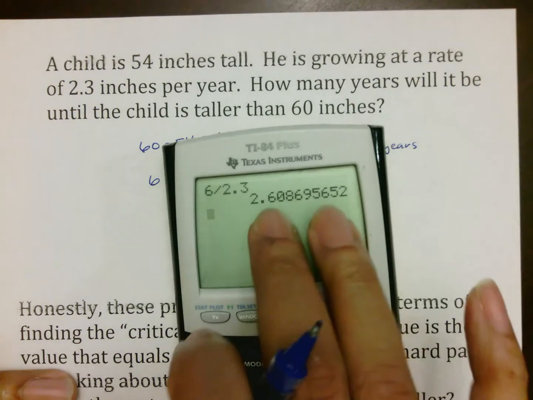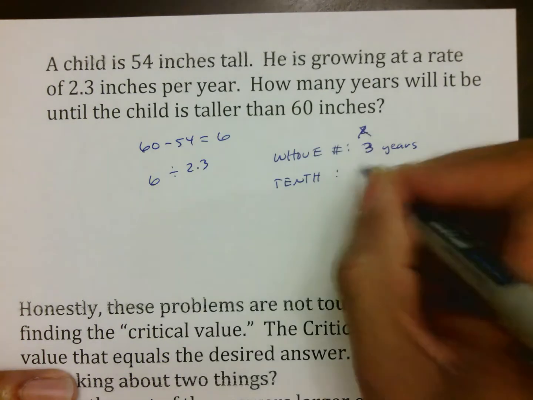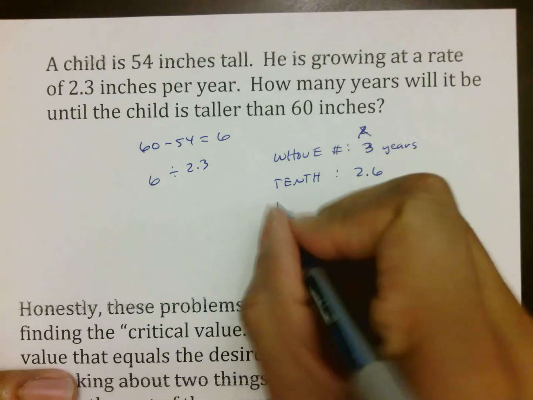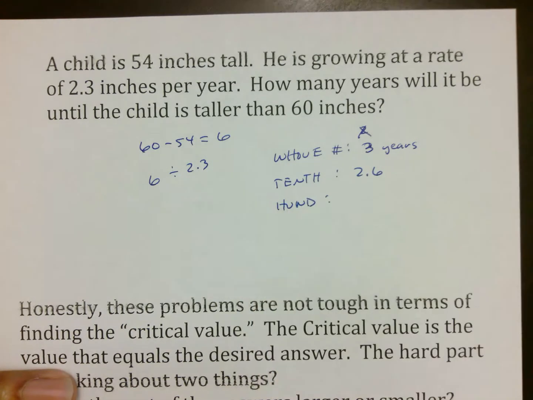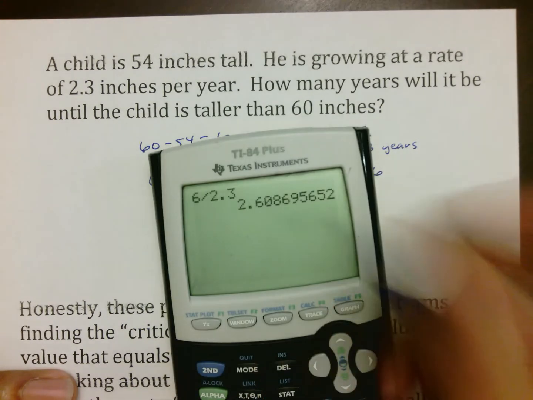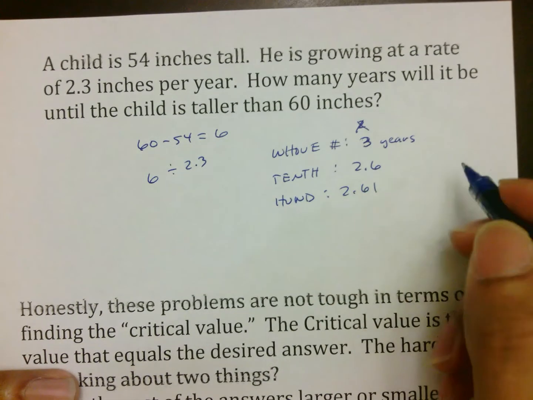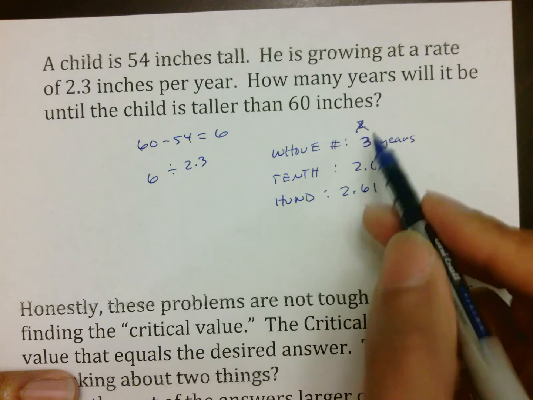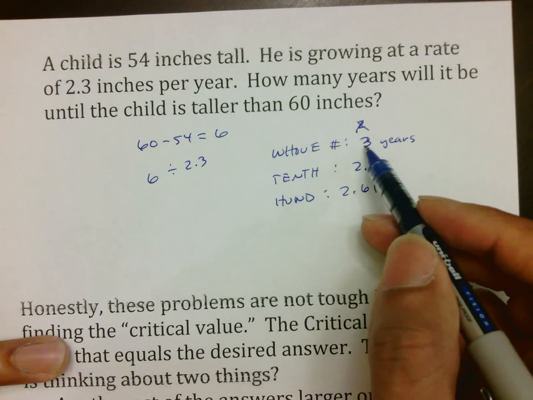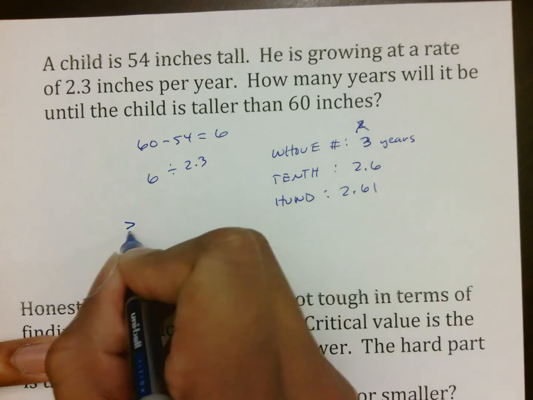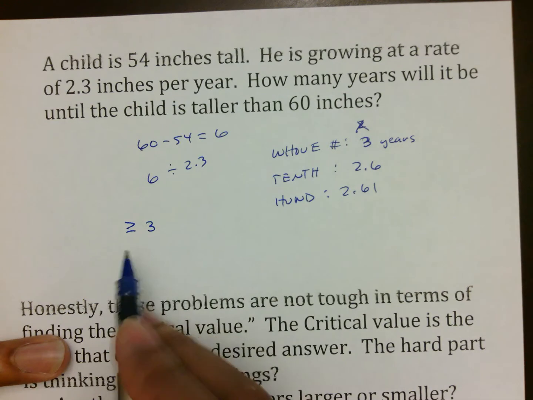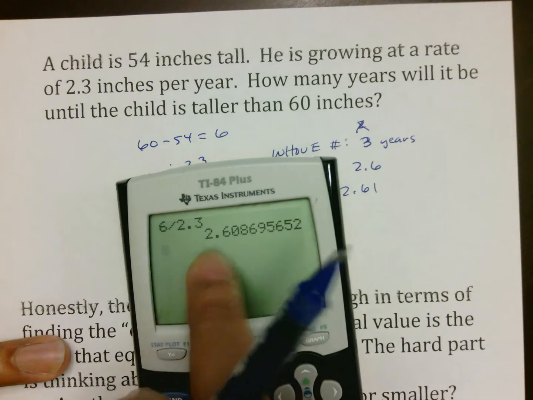If you're talking about the 10th, then you would want to use 2.6. If you're talking about the 100th, you would use 2.61. That's, again, where you want to make sure you read the problem and know what's going on. But in terms of your descriptor, if you push it up to 3 years, then you would say greater than or equal to 3 years, because 3 is inclusive in that answer.